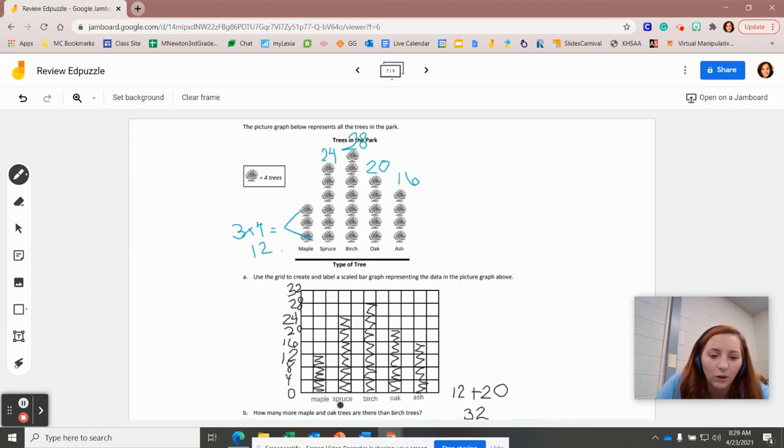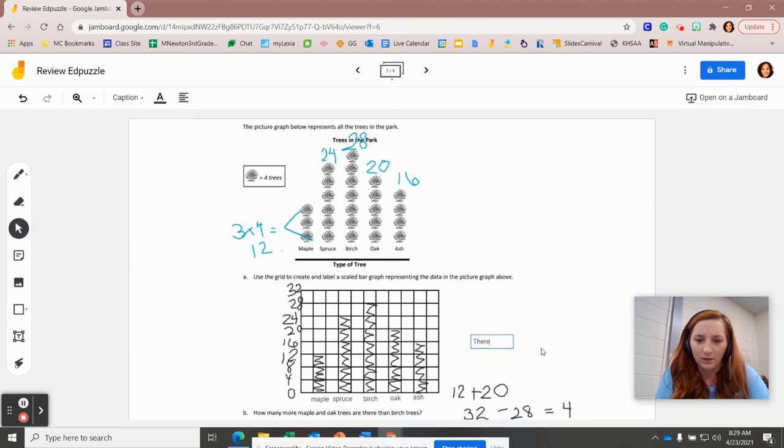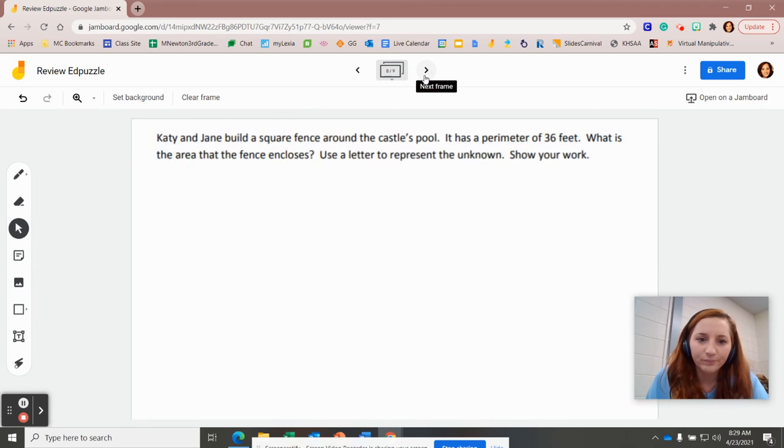And it says, how many more are there than the birch trees? So I need to subtract how many birch trees there are, and there's 28. So I'd do 32 minus 28, and that would get me 4. 4 more trees. So I'm going to write that in words. There are 4 more maple and oak trees than birch trees. Period. Okay, and that would be our module 6.